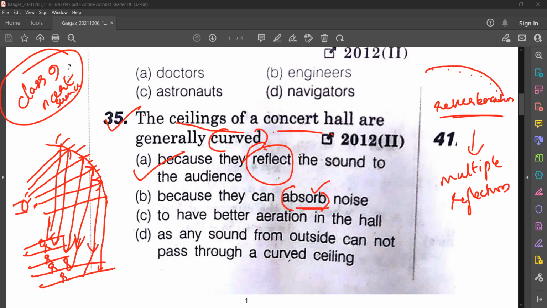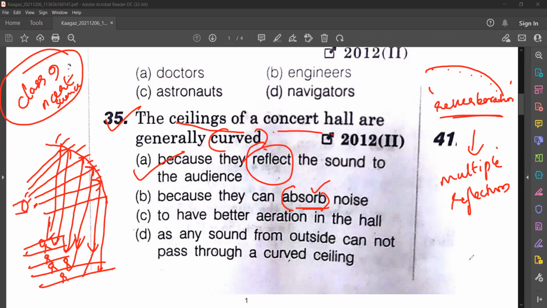Okay, so if the question was why the halls are provided sound absorbing material, the reason is to prevent reverberation or multiple reflection. So if reverberation happens, means what? The clarity of the sound will become low. That means multiple reflection of sound happens and sound will not be heard properly. Okay, it will not be clear what the person is saying.